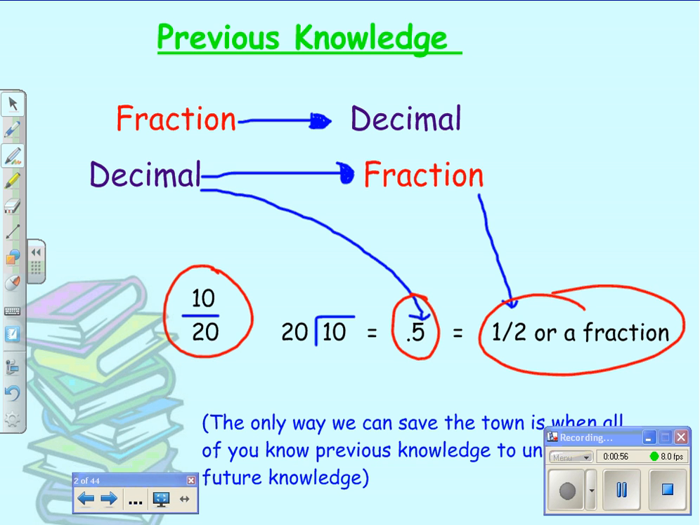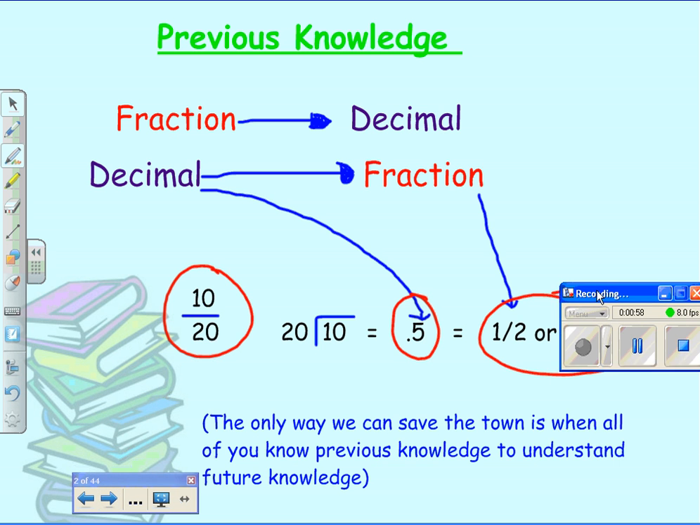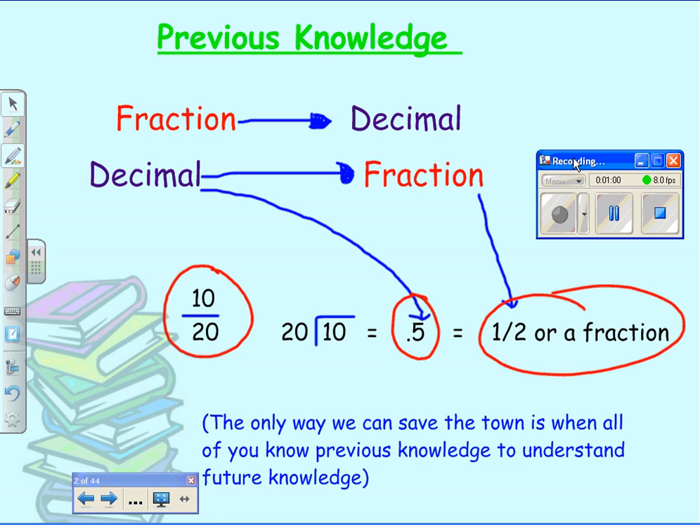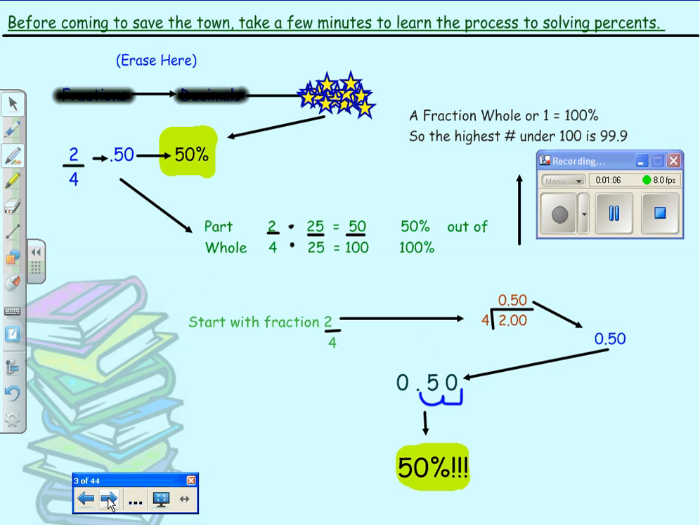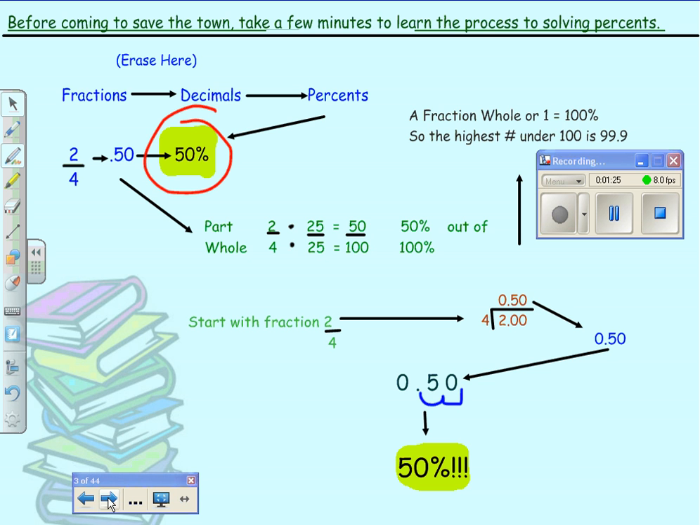The only way you can save the town is when all of you know previous knowledge to understand the future knowledge. Moving on. Before coming to save the town, take a few minutes to learn the process of solving percents. Fractions to decimals to percents. As we look down here, our percent is the 50%, circle it, Colin. There we go. That's a percent right there.